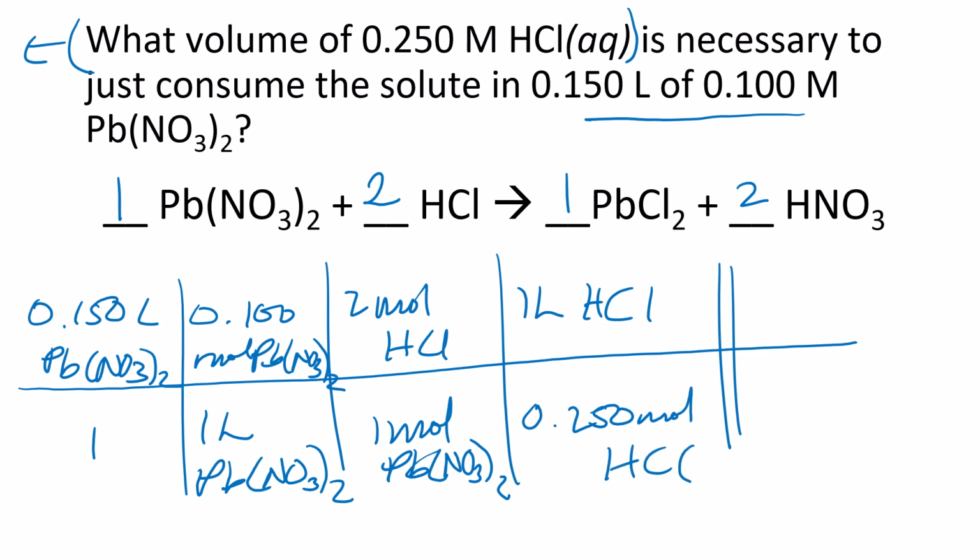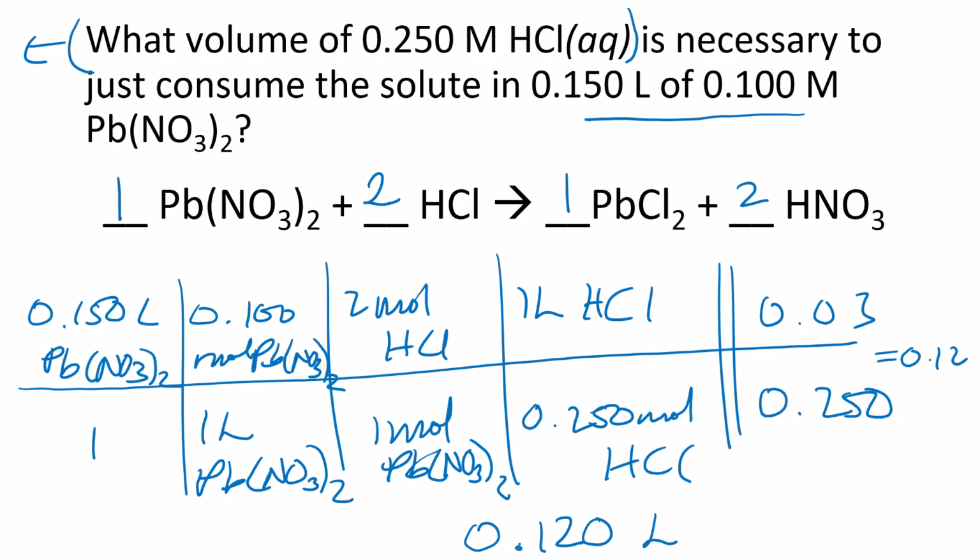So 0.15 times 0.1 times 2 is 0.03. My denominator is 0.250. I will divide these two, and I'll end up with 0.12. However, with 3 sig figs, you're just going to add a 0 at the end to make it still be the same number, it just has more sig figs. Then don't forget your units of liters HCl, and then box your answer.